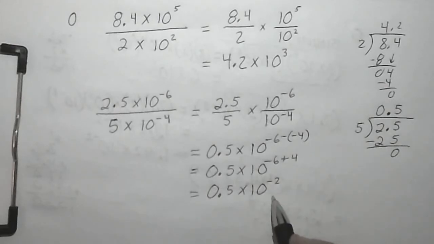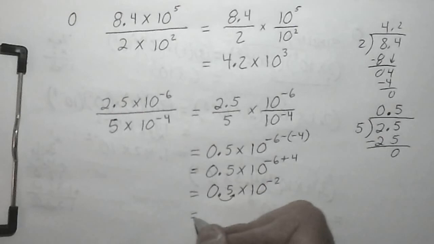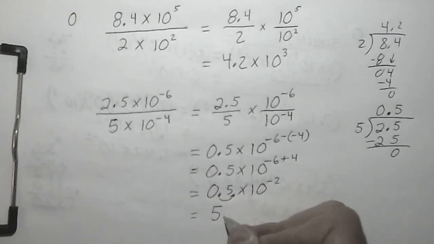Now, ladies and gentlemen, this number, however, is not in scientific notation form. We're going to have to shift the decimal point 1 place to the right to ensure that the digit to the left of the decimal point is a number of 1, 2, 3, 4, 5, 6, 7, 8, or 9. So we must shift the decimal point 1 place to the right, in which case we'll have 5 point.